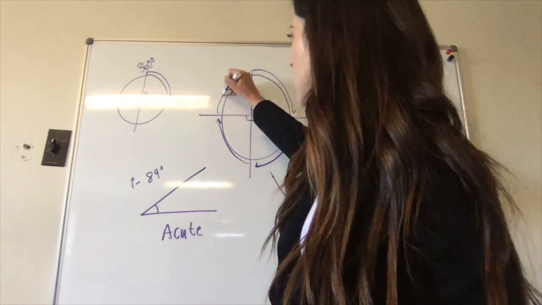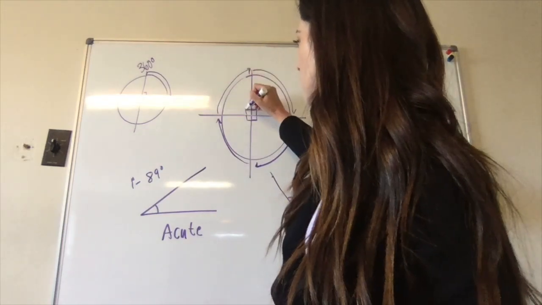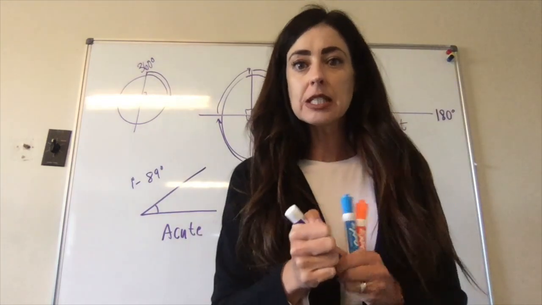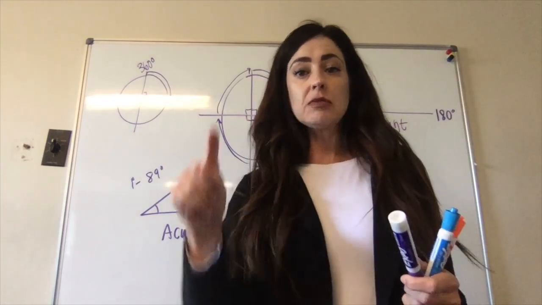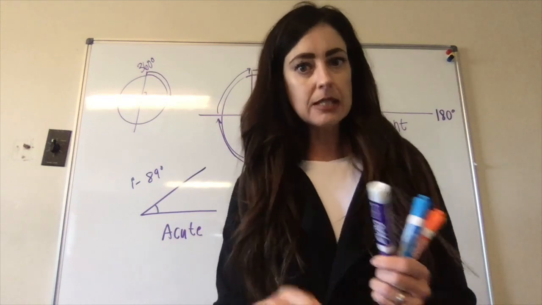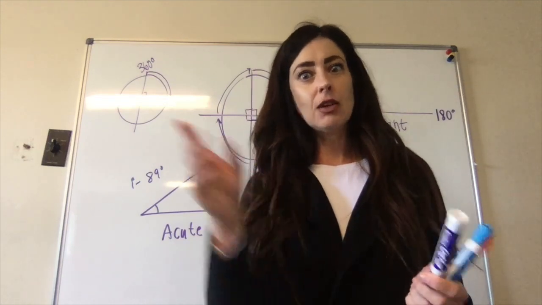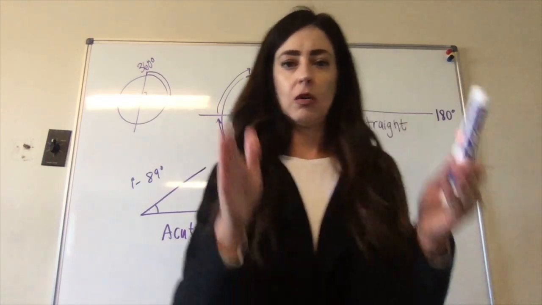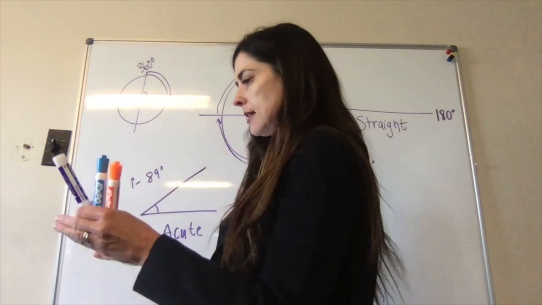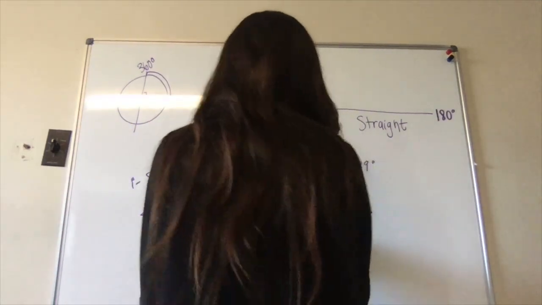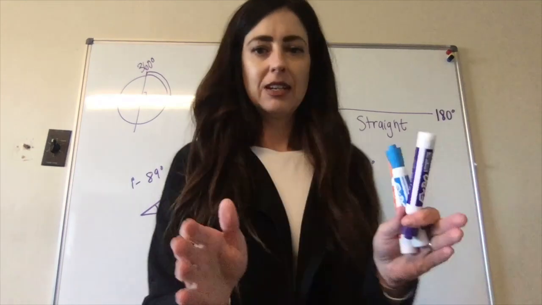And then if I go another quadrant, or 90 degrees, what's 90 degrees times 4? Well, 9 times 4 is 36. 36, add a 0 is 360 degrees. So 0, 90, 180, 270, 360.